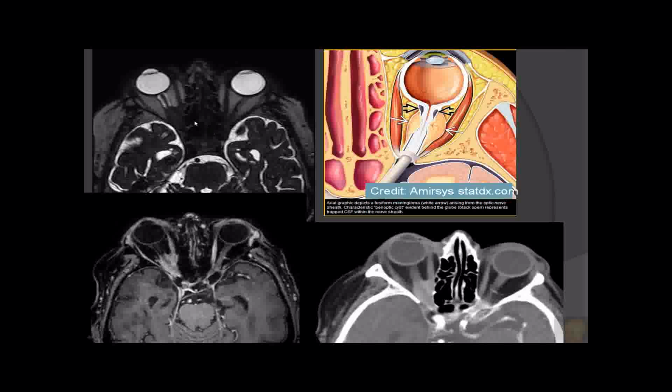This is the same patient in MRI. You see the meningioma choking the optic nerve, and then the optic nerve sheath is dilated versus the normal left side. This is an illustration of the same process. The optic nerve sheath is choked by this meningioma, which has trouble draining the CSF back into the cistern in the brain. So this is an MRI study.